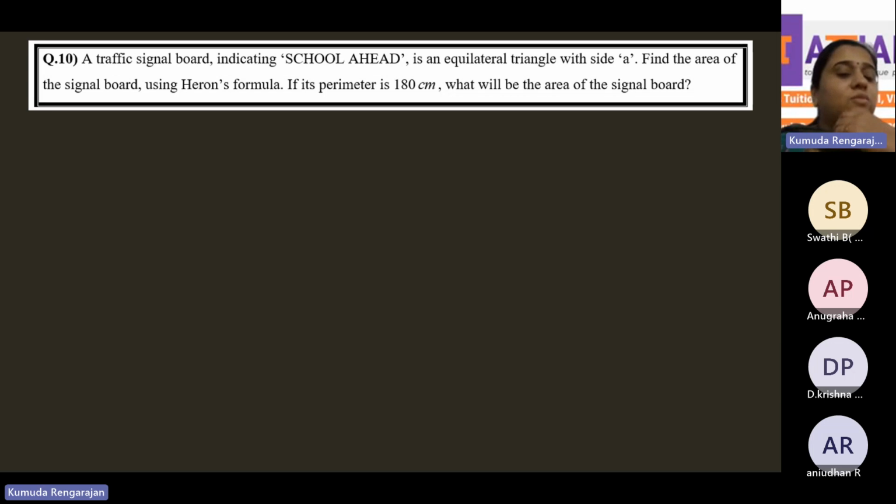A traffic signal board indicating school ahead. You have seen a triangular thing, right? There'll be a triangular post erected on the footpath. In Trichy, there are no footpaths, so directly on the road, there'll be a post, a triangular thing which says school ahead.